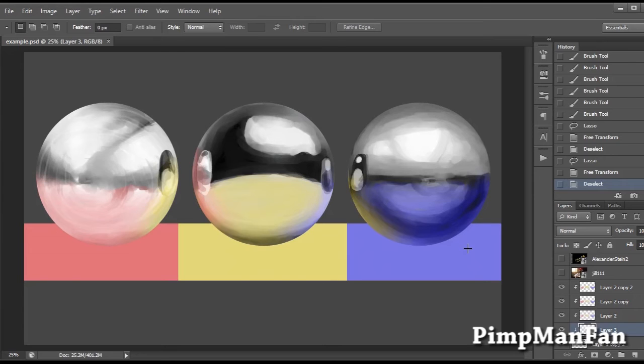Hey guys, so this tutorial is all about metal, specifically shiny, gray, silver, aluminum, tin sort of metal. The shiny stuff, not the dull, boring stuff, am I right? I'm going to be using Photoshop, but any sort of digital program should be just fine.